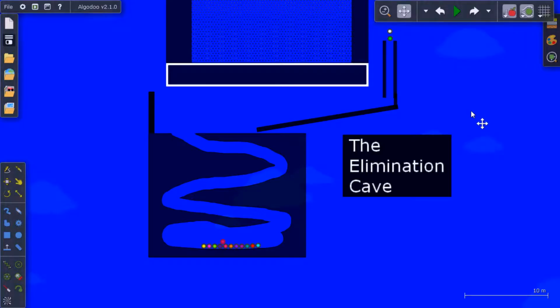Everybody, welcome to the final elimination. Today is a double elimination because Blue won, Lime came second, and White came third.